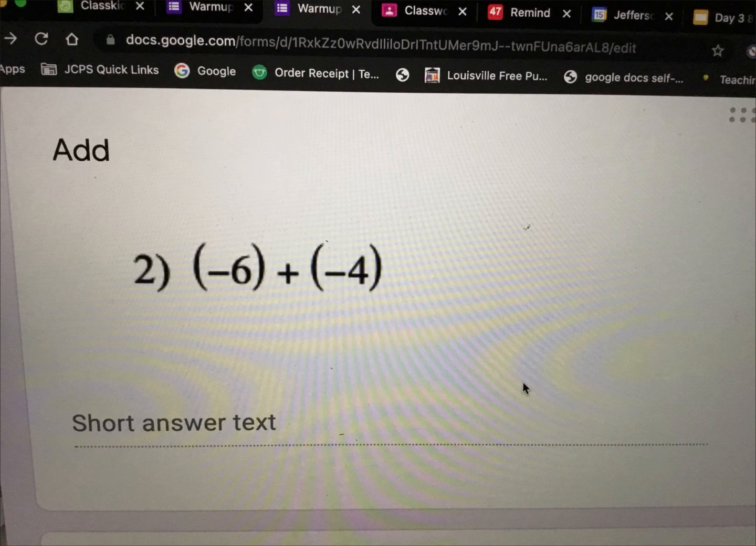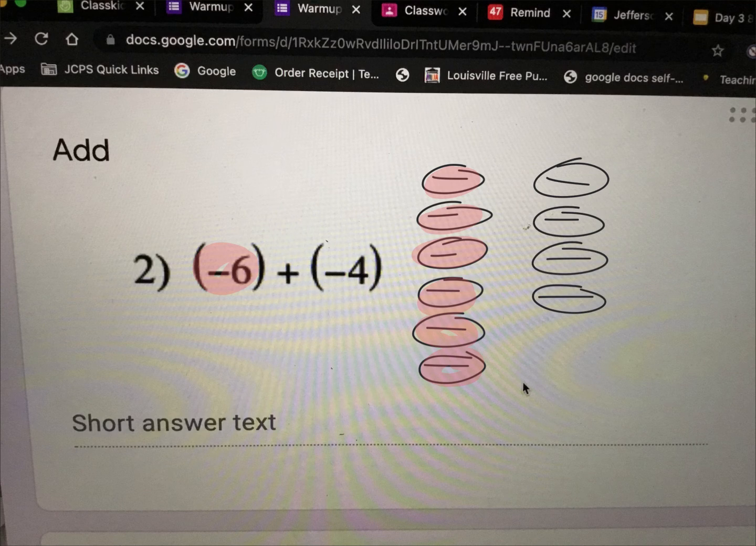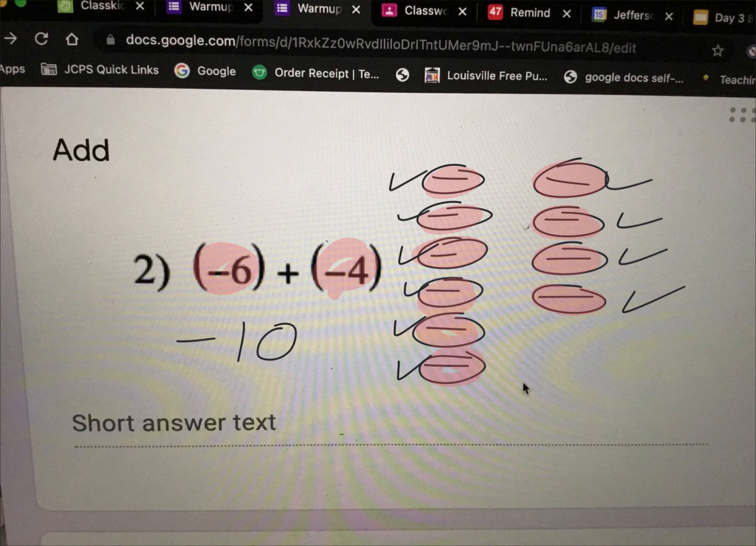Exactly the same idea happening for number 2. So we would have 1, 2, 3, 4, 5, 6 negatives to represent this -6. And then we would have 1, 2, 3, 4 more negatives to represent the -4. So if we combine those two negatives together, we have a big pile of how many, right? 1, 2, 3, 4, 5, 6, 7, 8, 9, and 10. So -6 plus -4 is -10.